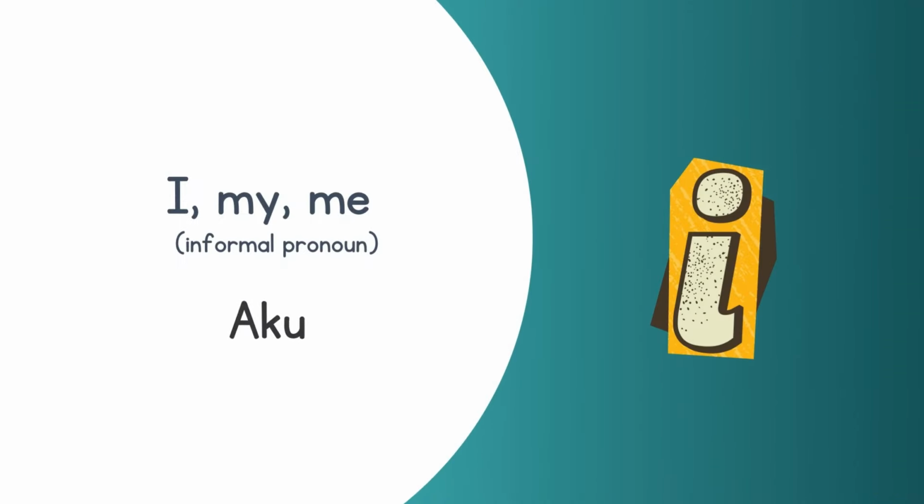The next word is aku, which means I or my or me. Depending where it appears in the sentence, aku is informal and commonly used in a close relationship, for example, between friends or family members. Stick to the pronoun saya in any situation unless you are very close with that person.